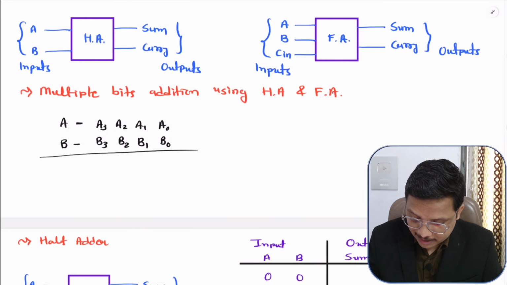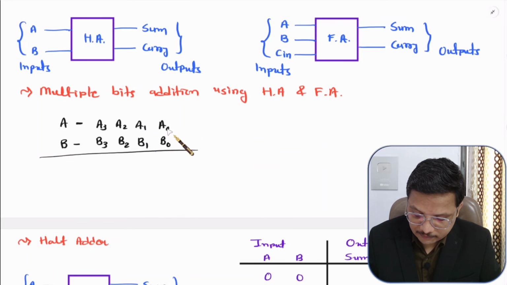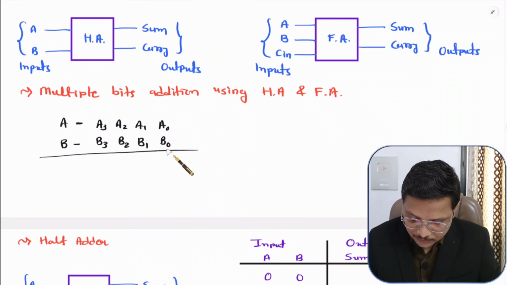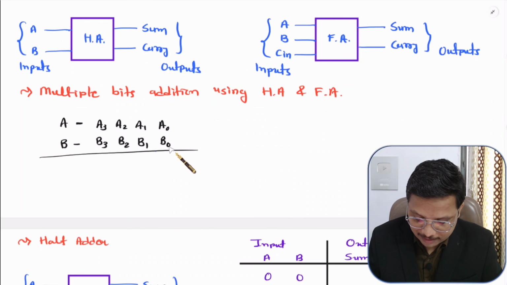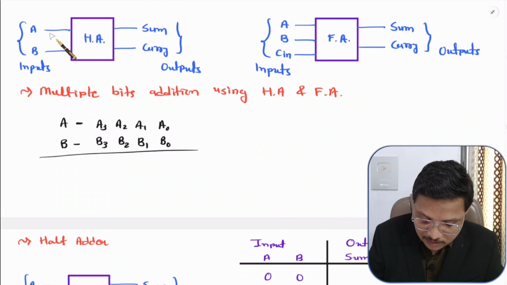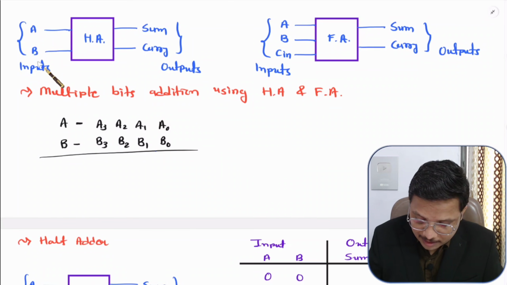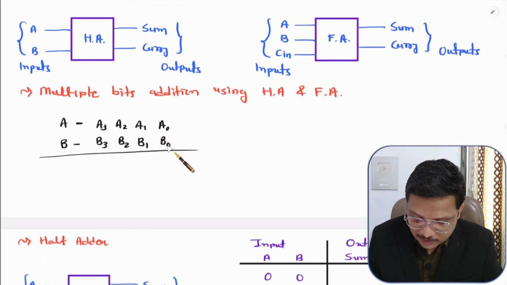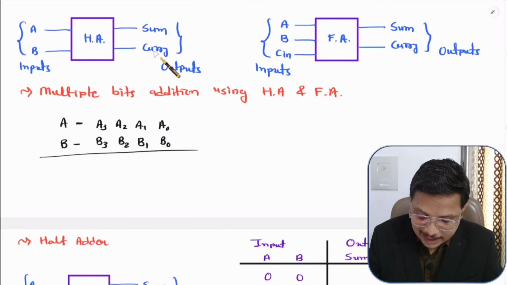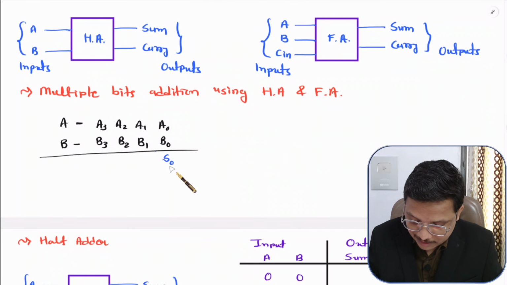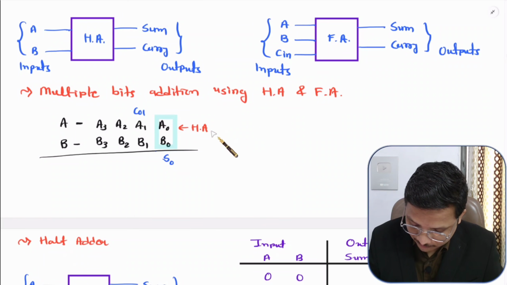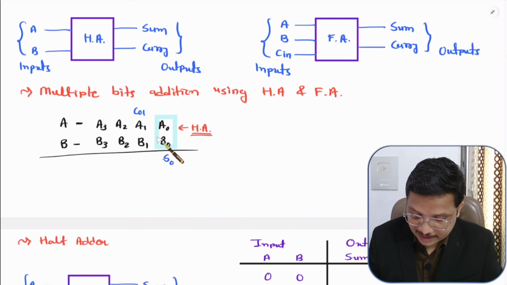Now I'm going to perform addition of these multiple bits. First of all, you have to add A0 and B0. This addition is similar to half adder. In half adder, how many lines of inputs are there? 2, A and B. So here we have 2 inputs, A0 and B0. The addition will give sum and carry. Here sum will be S0 and carry will be C01. So this addition is similar to half adder addition. This is one half adder that we are using for 4 bits addition.